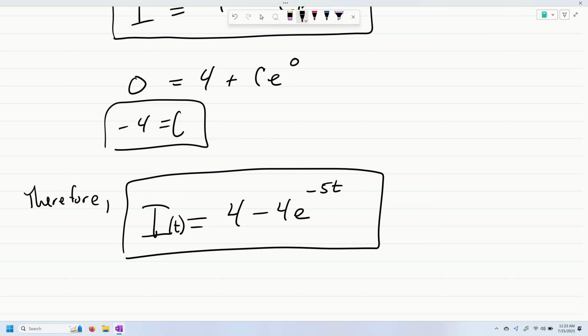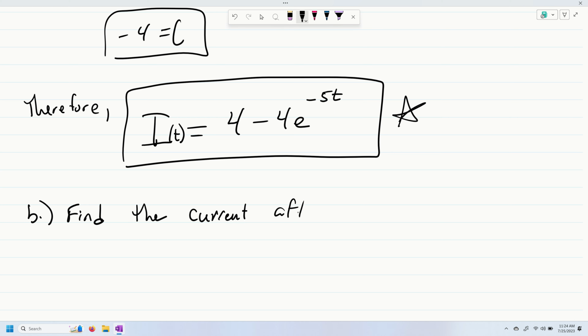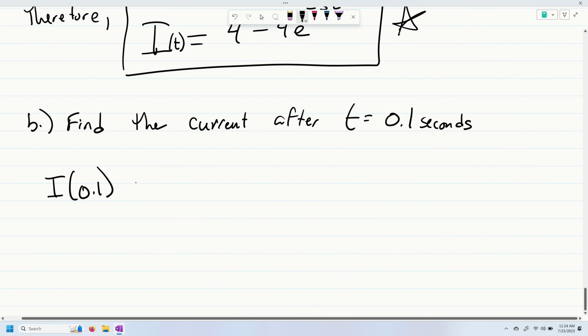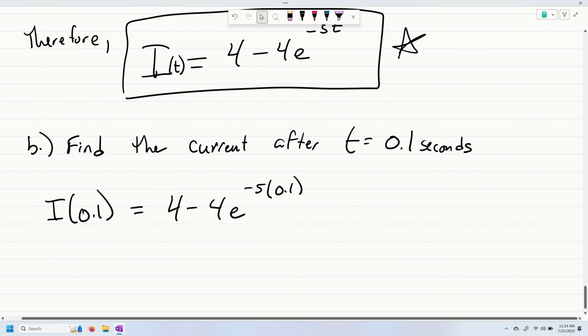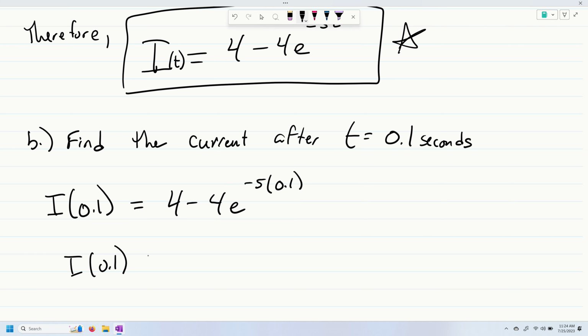There's I of t. Now, if we were interested in finding out what the current is after any amount of time that has progressed, we have our equation right here that models that for us. So part B, let's just find the current after t equals 0.1 seconds. All we would have to do here is make our substitution for t, and we'd come up with, after 1/10 of a second, the current is approximately 1.57 amps.